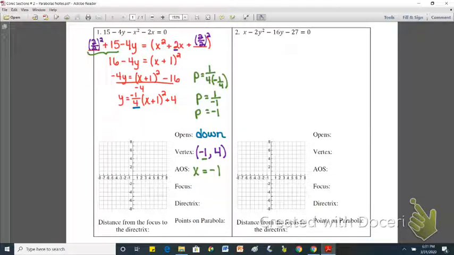So first thing I'm going to do, I'm going to figure out my focus. So my focus is my x coordinate, and I'm just using the formula from up top. And then it's my k coordinate of my vertex plus my p-value, which was -1. So my focus is a point, so it's the point -1, 3.